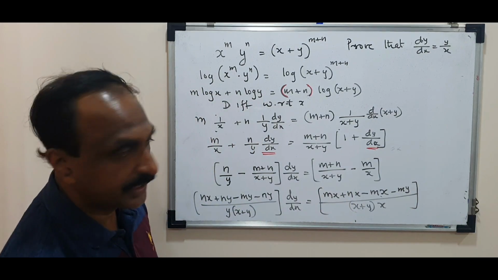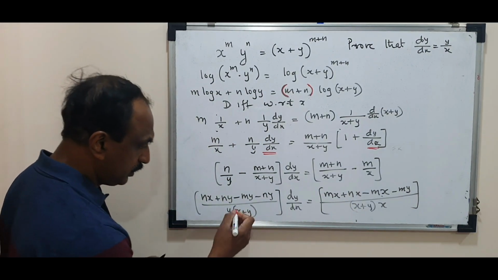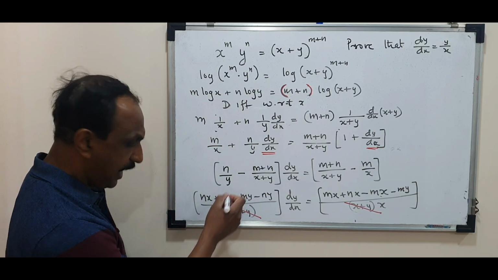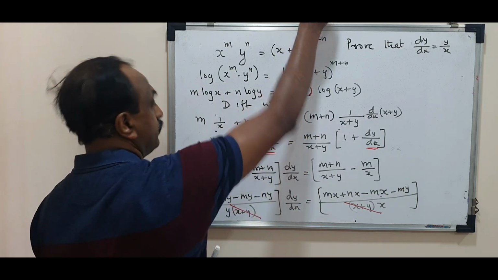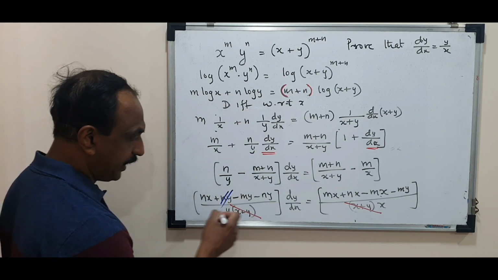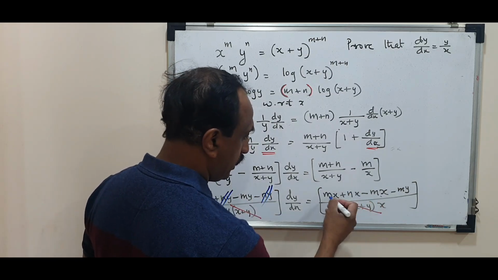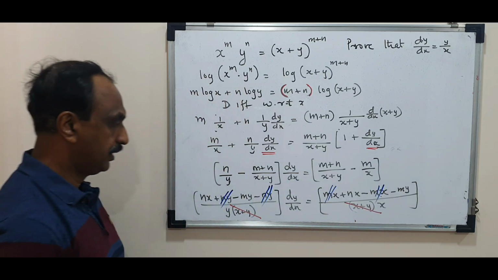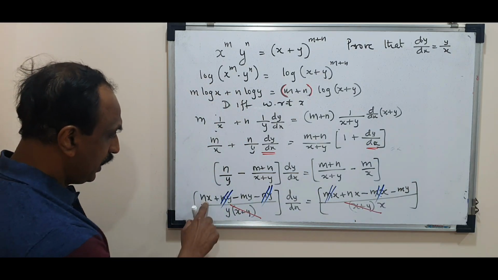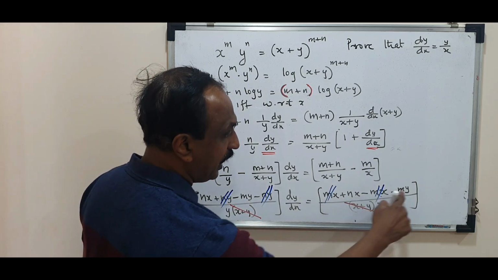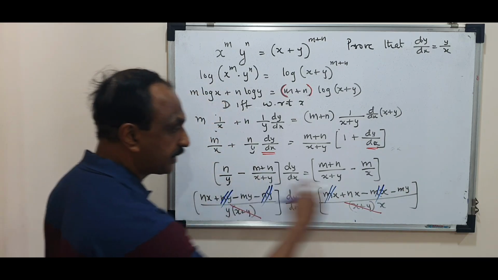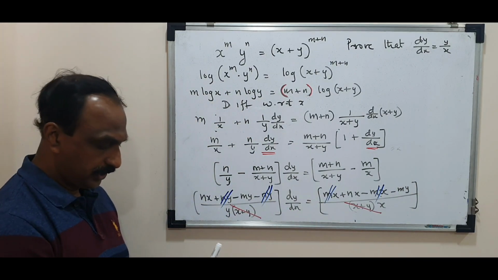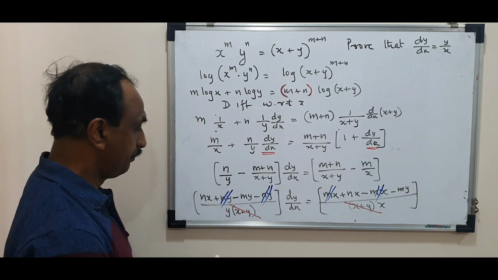Now let's see what terms get cancelled. First and foremost, the denominator (x plus y) gets cancelled. Second, you will notice that ny gets cancelled, and here mx gets cancelled. Right? So what is left now? nx minus my. What is left here? nx minus my. So this numerator and this numerator also get cancelled. What is left? Only this y by x.